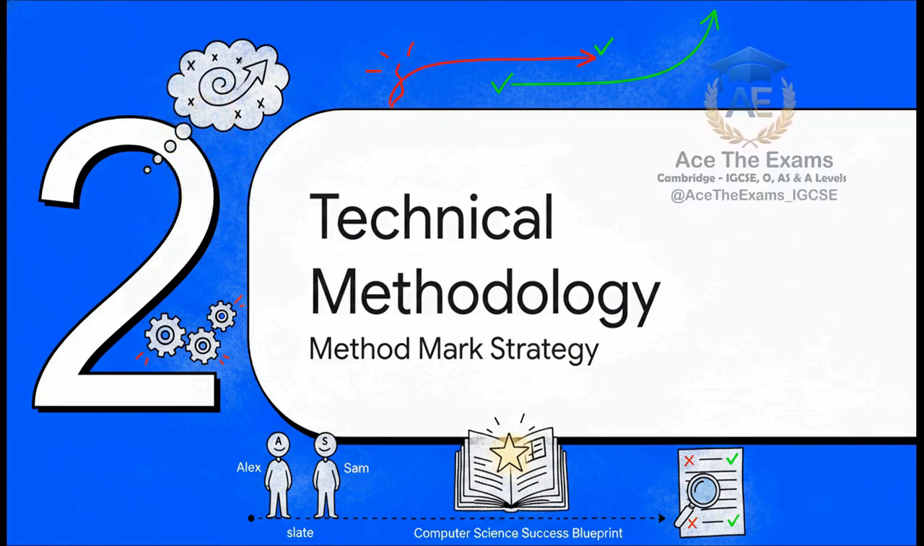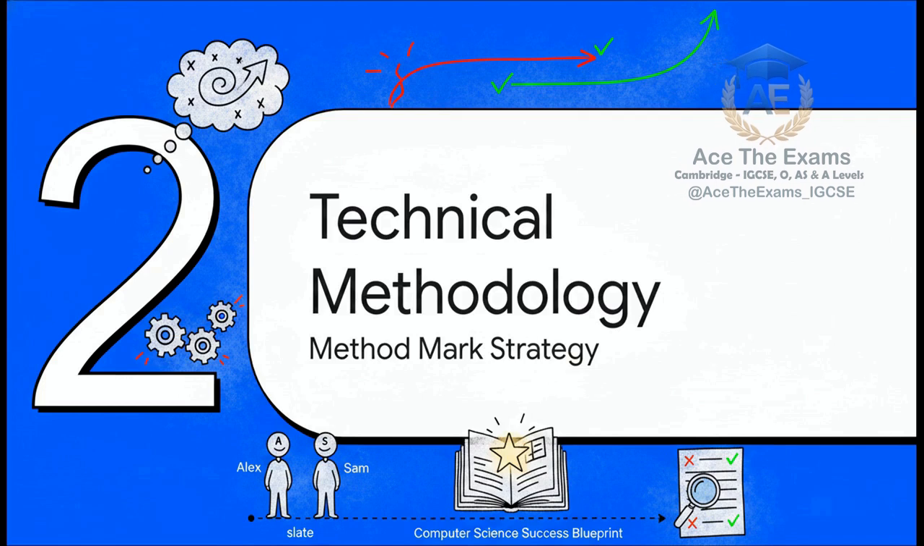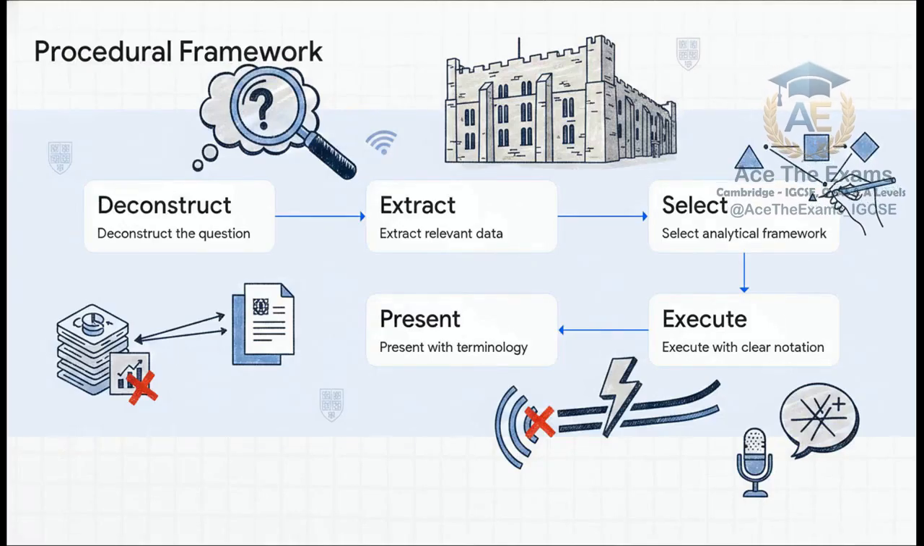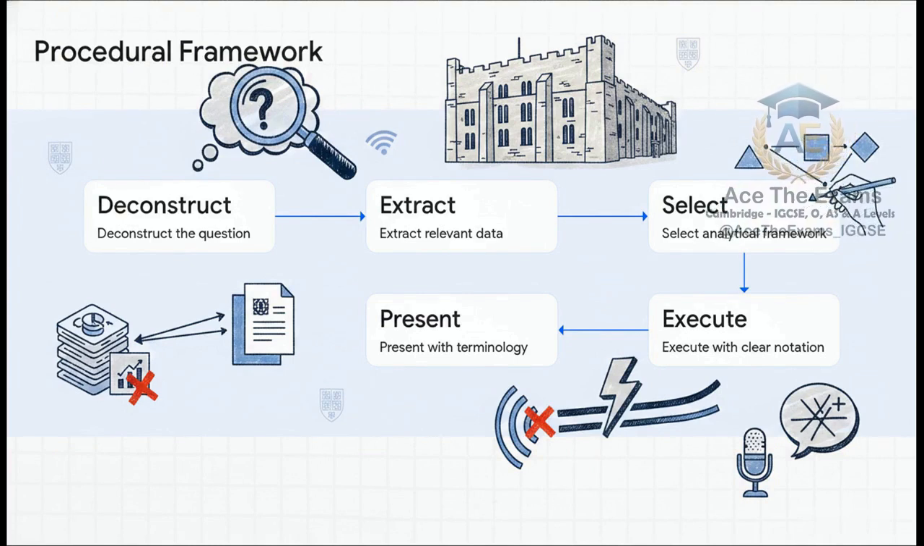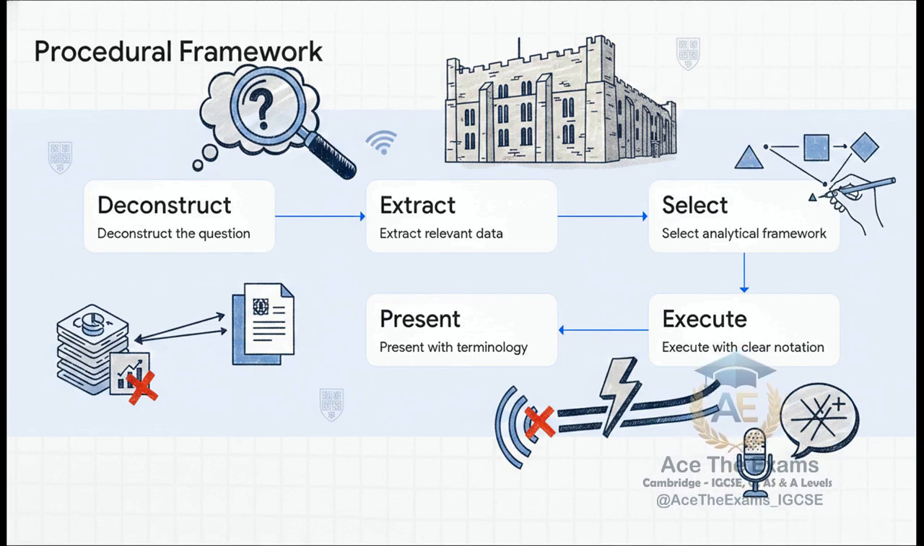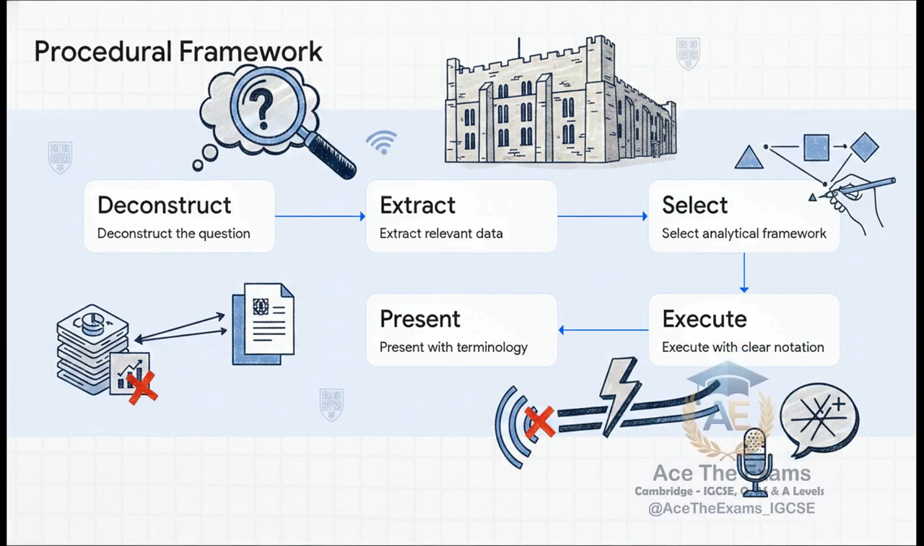If you can show a flawless step-by-step analytical process, you secure major points even if your final conclusion is slightly off. When tackling these heavy network questions, you have to follow a highly standardized sequence. Deconstruct the question, extract the relevant data, select your analytical framework, execute with clear notation, and present using correct terminology. Let's actually walk through a live rewrite of Sam's rushed answer to show you how a top student applies this.